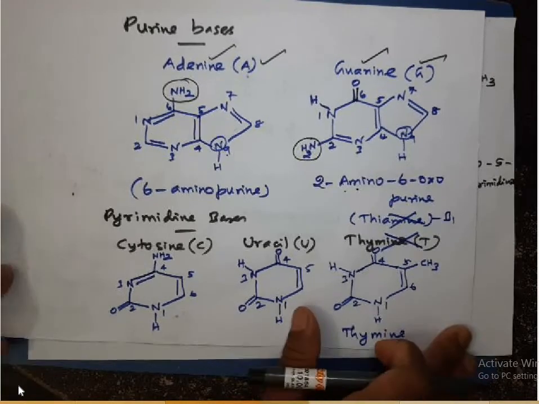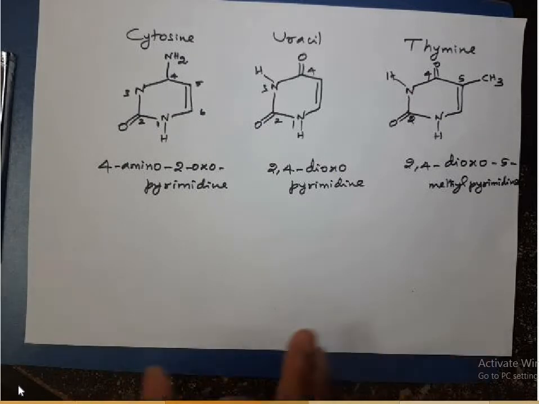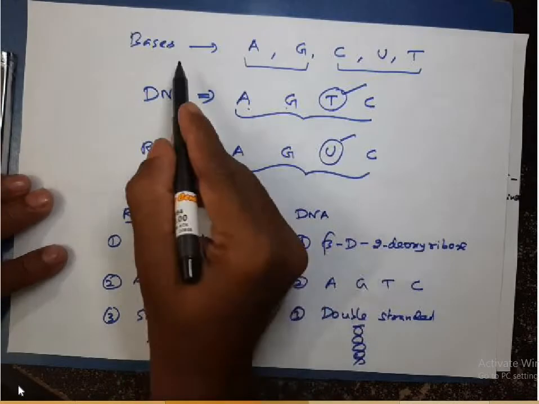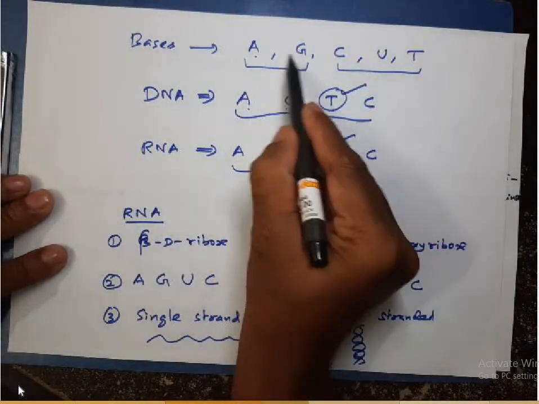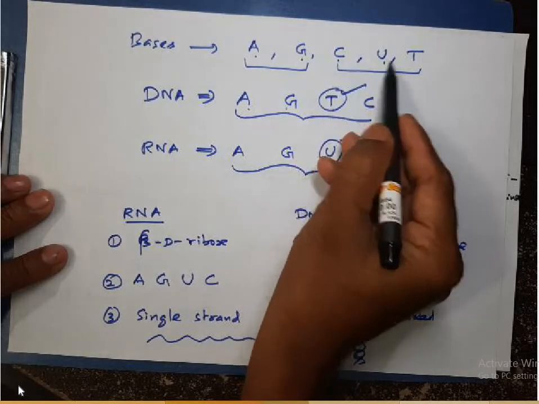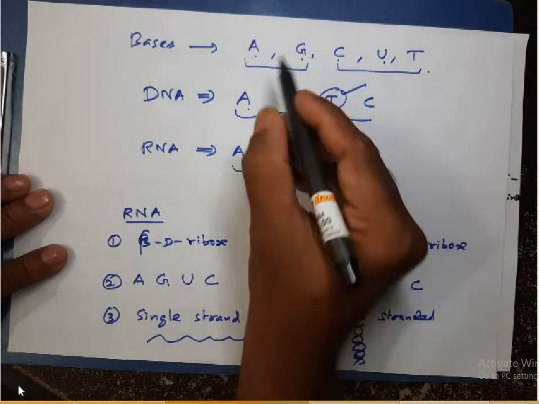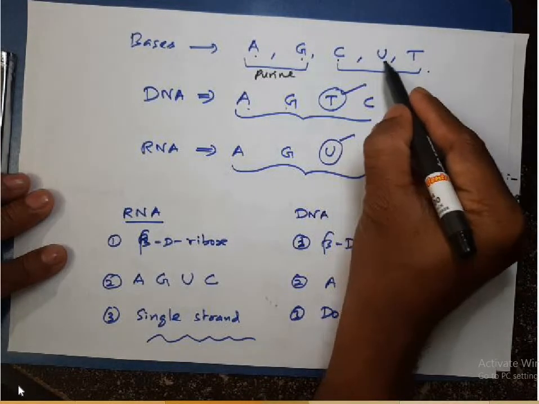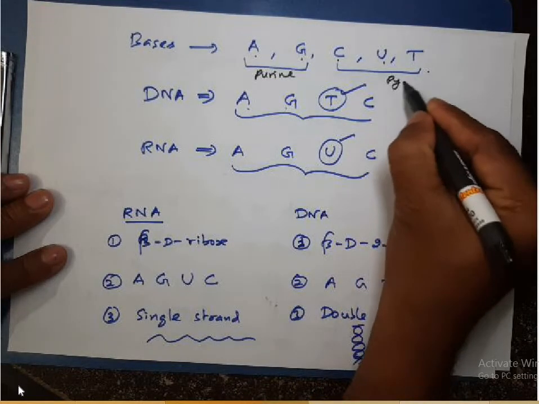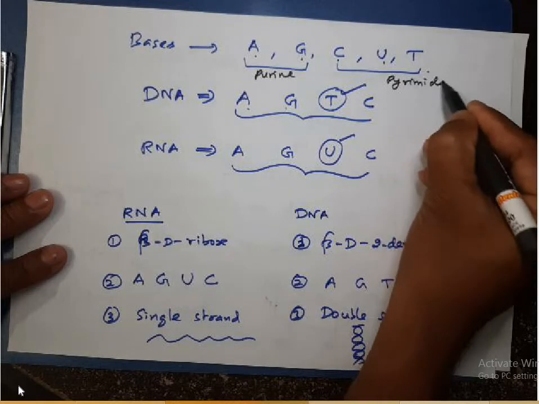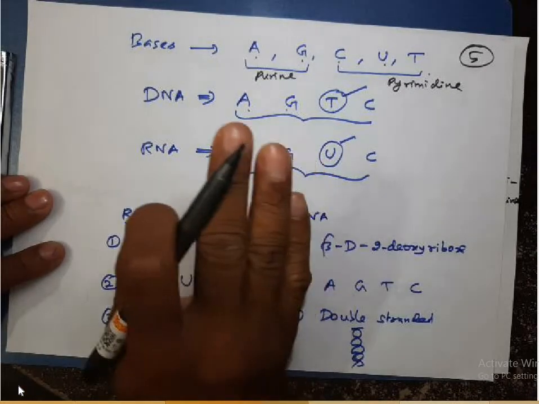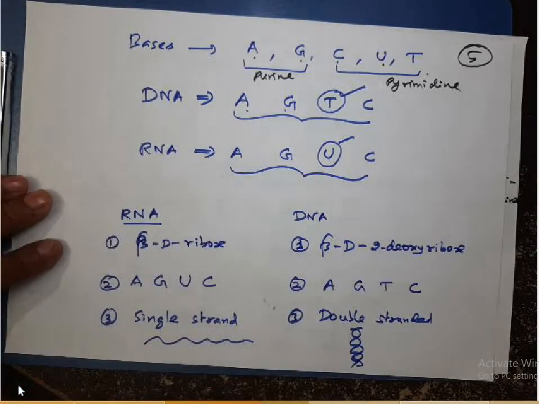Okay? What are the 4 present in nucleic acids? So bases, we have totally 5 bases: adenine, guanine, cytosine, uracil and thymine. Adenine and guanine are purine bases. Cytosine, uracil and thymine, they are pyrimidine bases. Okay, so totally we have 5. Among the 5, only 4 are present in RNA and 4 are present in DNA.